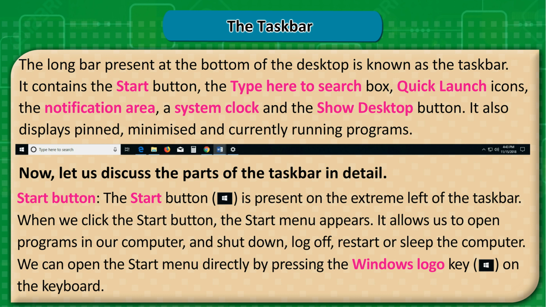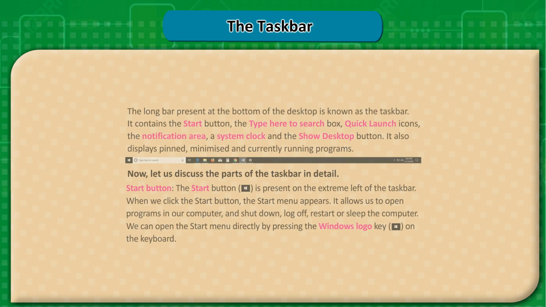Start button. The Start button is present on the extreme left of the taskbar. When we click the Start button, the Start menu appears. It allows us to open programs in our computer and shut down, log off, restart, or sleep the computer. We can open the Start menu directly by pressing the Windows logo key on the keyboard.